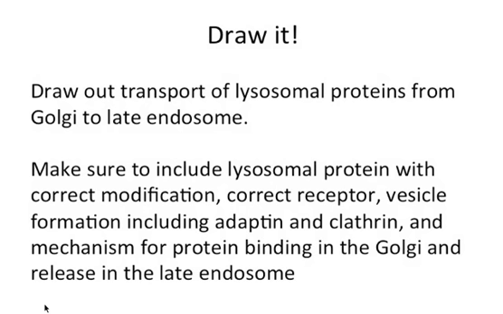So, I said, draw out transport of lysosomal proteins from Golgi to late endosome. So, first I need a Golgi, but really I just care about the trans-Golgi network. And then I need the late endosome, or the lysosome. Actually, we'll call it the lysosome for ease. So TGN, lysosome. Make sure to include lysosomal protein with the correct modification, correct receptor.